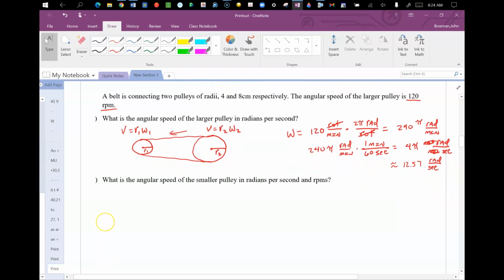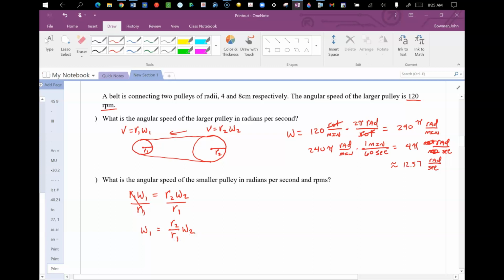What is the angular speed of the smaller pulley in radians per second and RPMs? Okay, so here's where we use this relationship that the two linear velocities are the same because they are connected by the same belt. So what we can basically say is that R1 W1 is equal to R2 W2, and we want to find W1. So we could do a little algebra here and divide both sides by R1, and the R1s cancel out here, and we know that W1 is equal to R2 over R1 times W2.